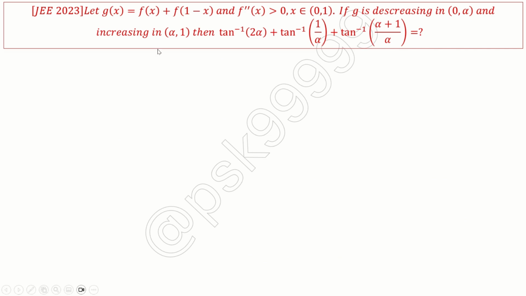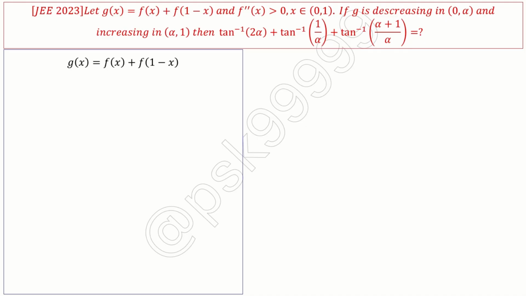Let g of x equal f of x plus f of 1 minus x, and f double dash x is greater than 0, where x belongs to 0 to 1. If g is decreasing in 0 comma alpha and increasing in alpha comma 1, then what is the value of this expression, tan inverse of this whole expression? Okay, so this is an interesting question actually, to understand one simple concept.